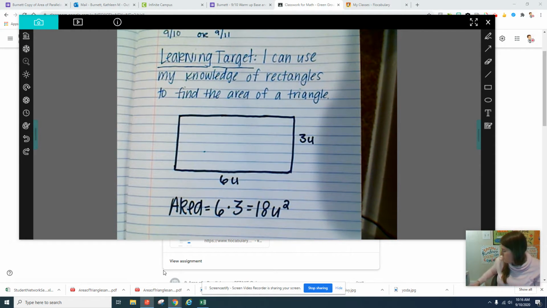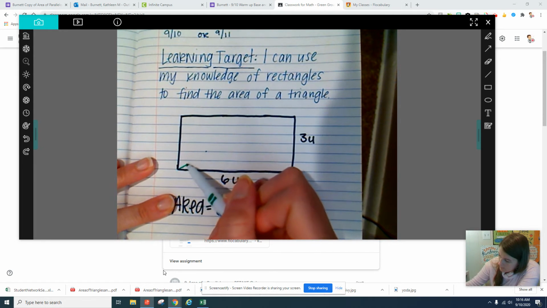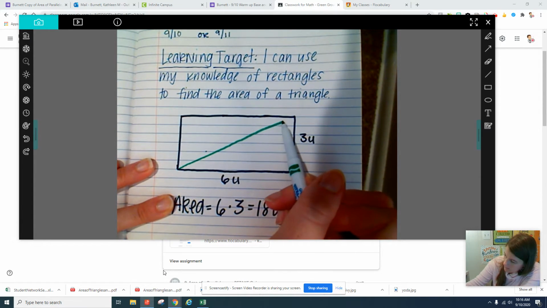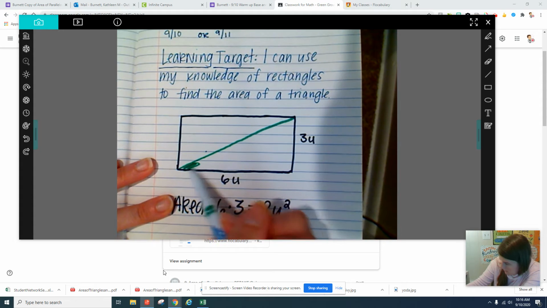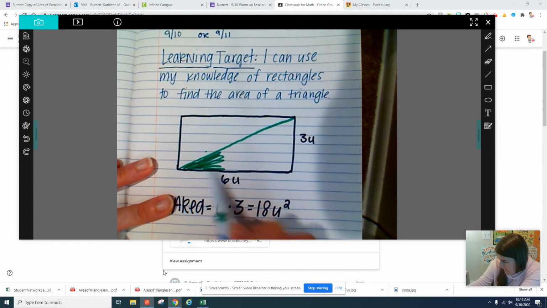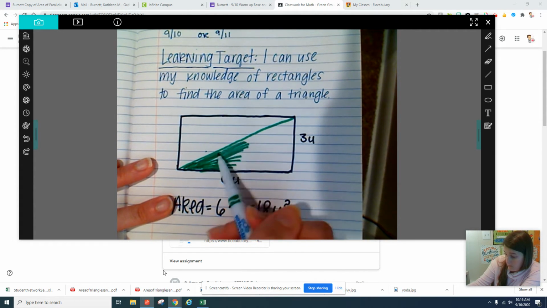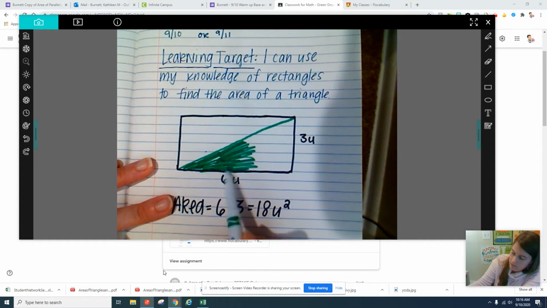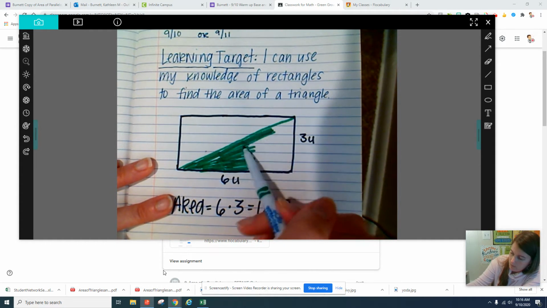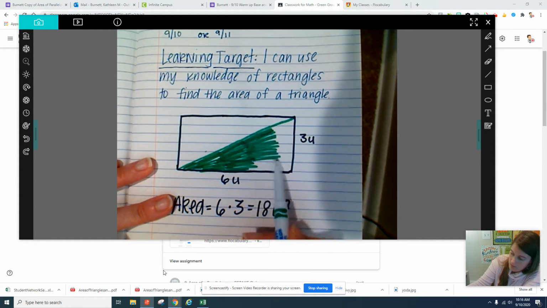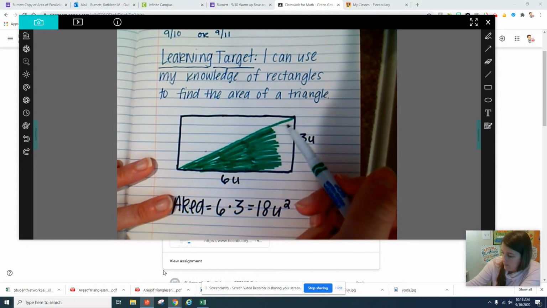Well, now, what if I took that rectangle and I cut it in half, just like this? And I shaded in half of the rectangle. And I want you to do this on your rectangle. You don't have to use markers. You can use your pencil or your pen or whatever, or you can use markers. But shade in half of that rectangle for me.